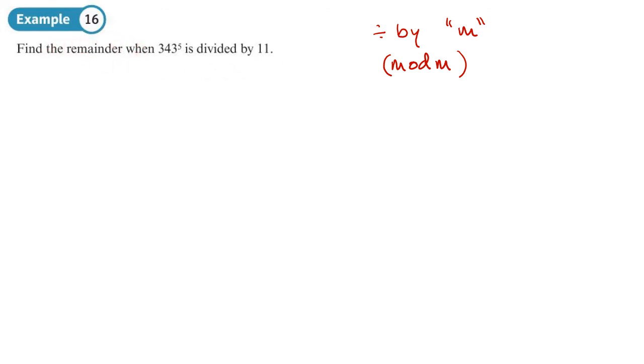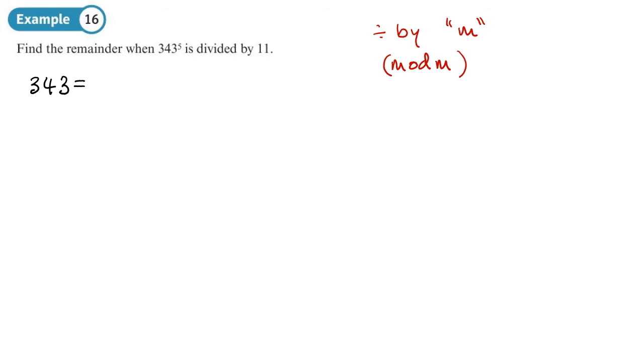So the first thing we want to do is write out what is 343 in modulus 11. Right, now 343, let's divide it by 11 on my calculator and see what we get.